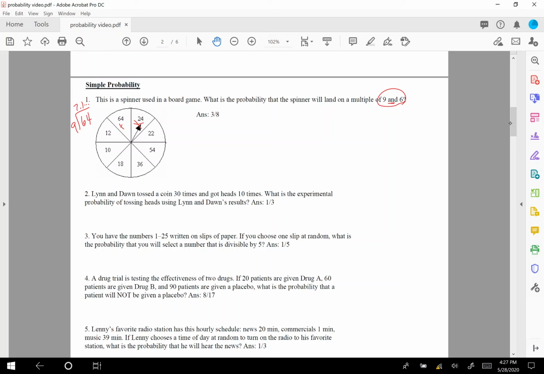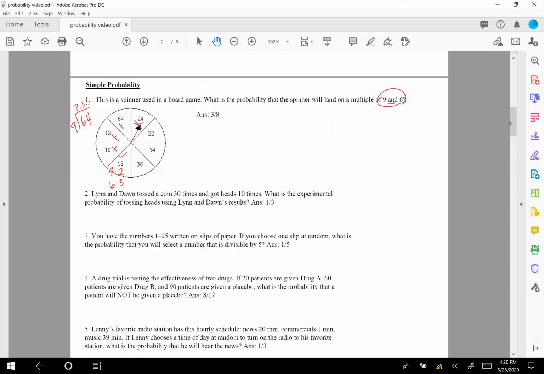Okay, how about 12? Is 12 a multiple of 6? Yeah. But is it a multiple of 9? No. That one doesn't work. Okay, 10. Is it a multiple of 9 or of 6? No. How about 18? Can we multiply 9 by something and then also multiply 6 by something to get 18? Yes. We could do 9 times 2 or 6 times 3.